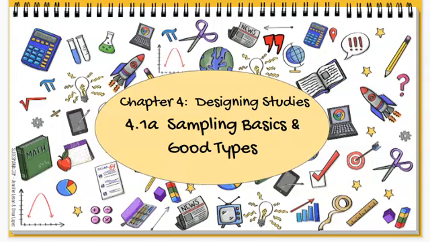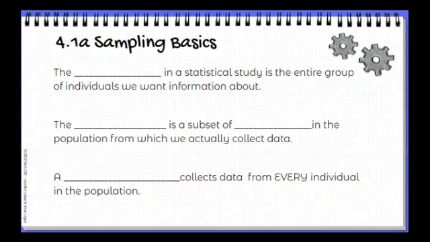In Chapter 4, we're going to look at designing studies, and in Section 1, we're going to talk about basic ideas when we sample and the good kinds of sampling. In sampling basics, the first thing you've got to know is that the population in a statistical study is the entire group of the individuals that you want information about.